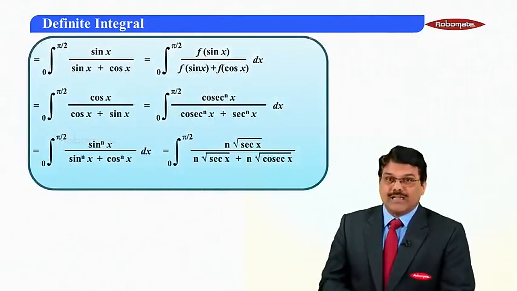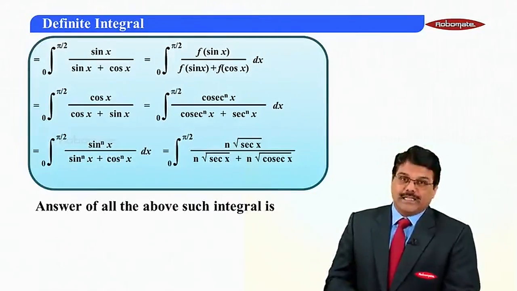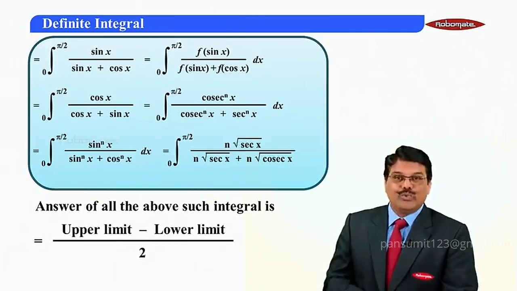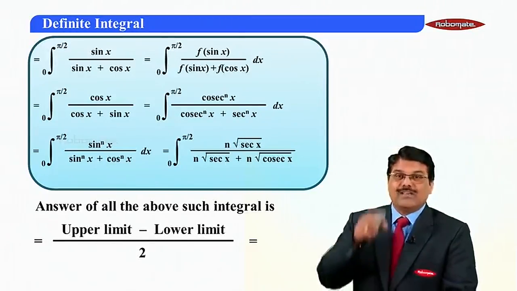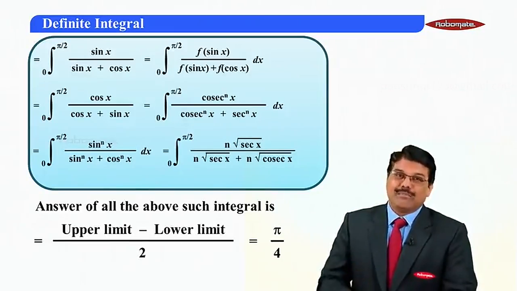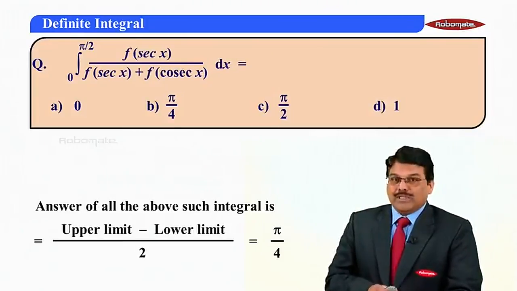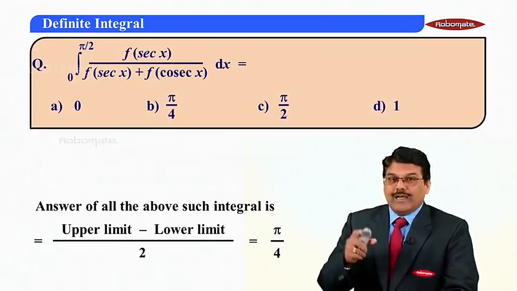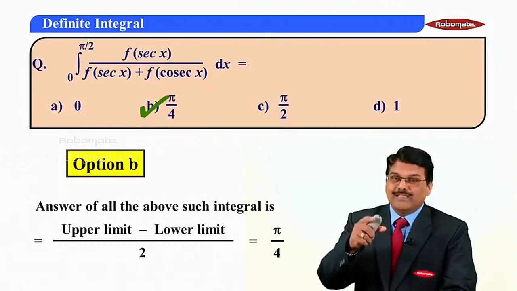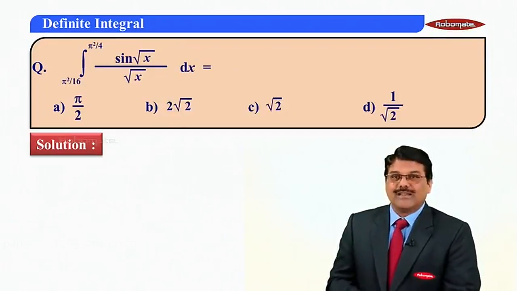This type of problems are there, then the answer of all the above such integrals is upper limit minus lower limit upon 2, right? And that is nothing but, here the upper limit is pi by 2 and the lower limit is 0, so the answer is fixed, that is pi by 4. So look at your given MCQ. Here also the integral goes from 0 to pi by 2, so the answer becomes option B, that is pi by 4, right? Let's see the next question.